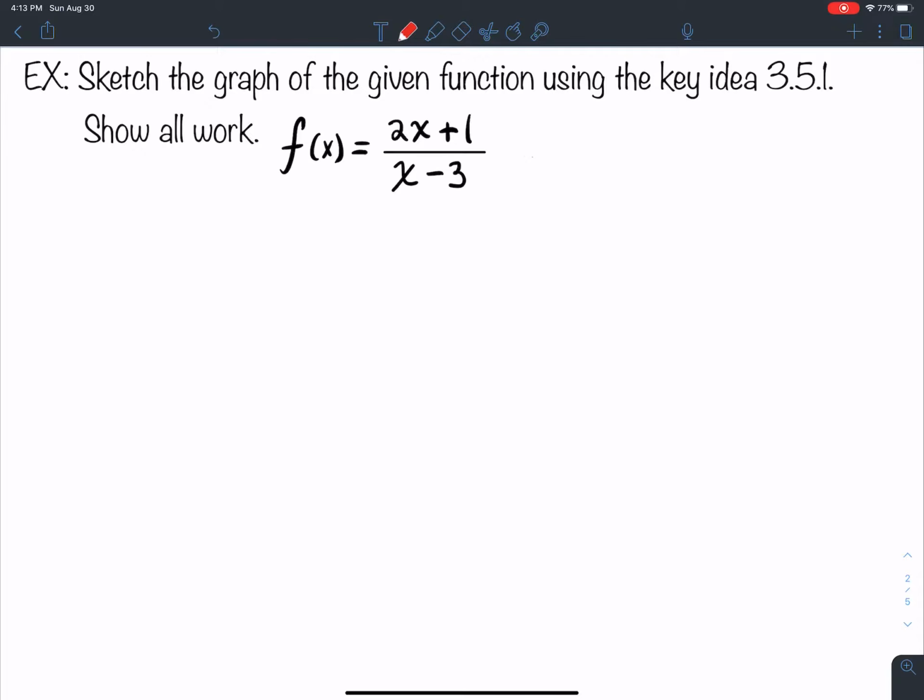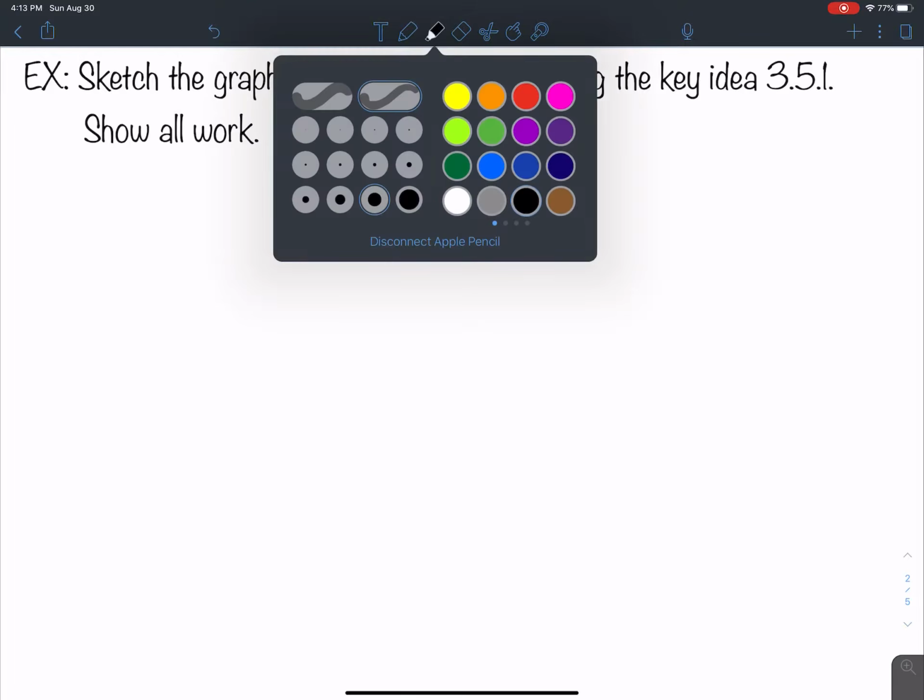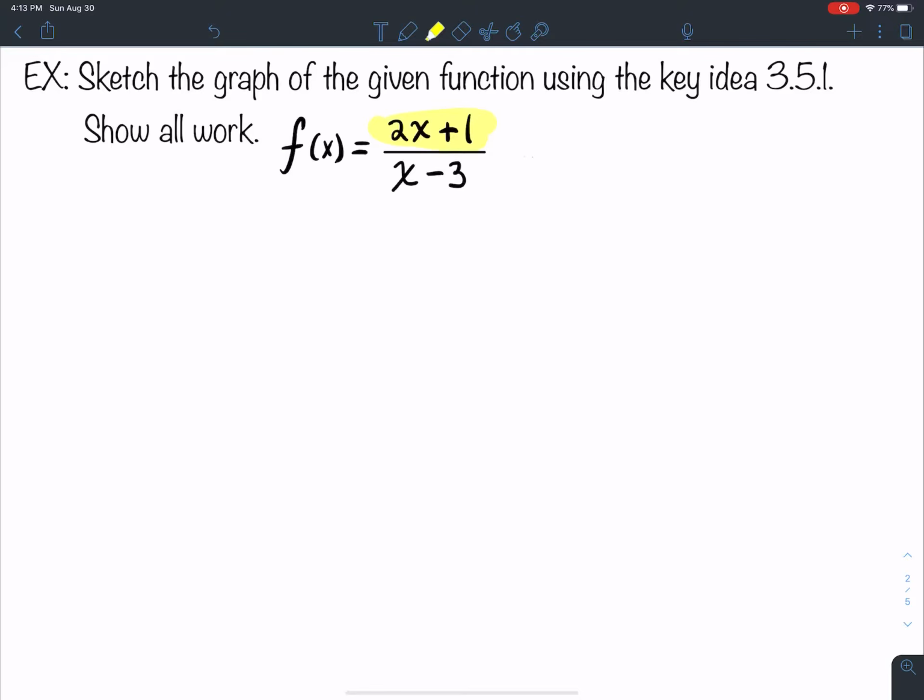So here I want to do a curve sketching using the ideas of 351 with a rational function. That way we can talk about vertical and horizontal asymptotes and how to approach that. So we've got a function f(x) = (2x + 1) divided by (x - 3).